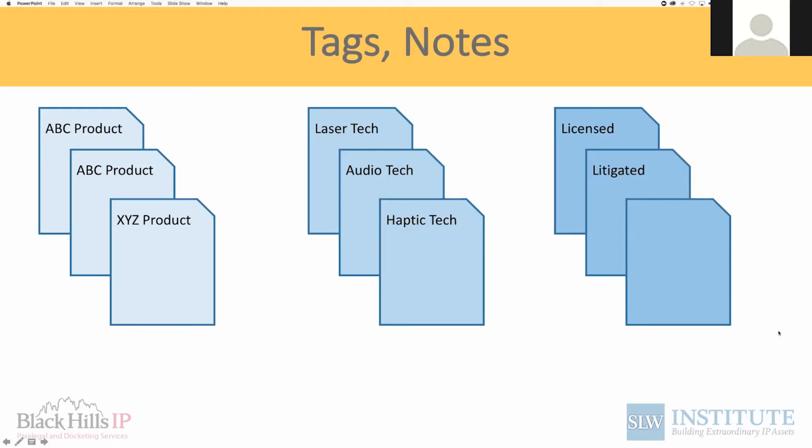Anytime an internal analysis is undertaken, whether it's with respect to new developments, competitor activity, or patents that are going to be involved in licensing or litigation, it's worth tagging or noting on those patents, so that when annuity or decision-making time comes up, you've got that information available.